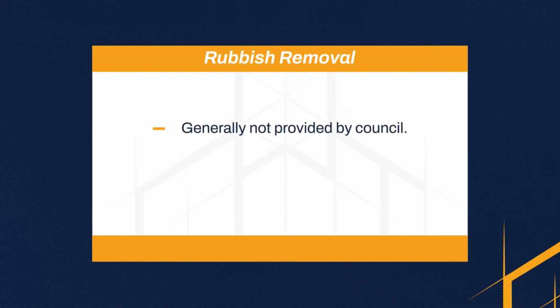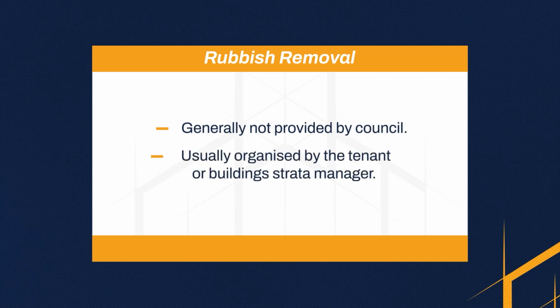As with fire inspections, there are penalties for non-compliance. Rubbish removal. For most commercial premises, excluding mixed-zone residential properties, the council does not provide rubbish removal. If there is one, it's usually organised by the tenant or the building strata manager. Rubbish removal can cause arguments amongst tenants as different businesses produce differing amounts of waste. As an owner, you'll need to monitor how much rubbish is removed and how often to ensure you're not paying for a service that's not required.